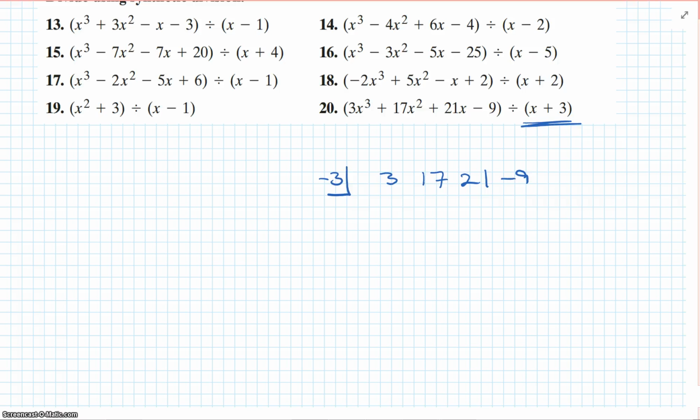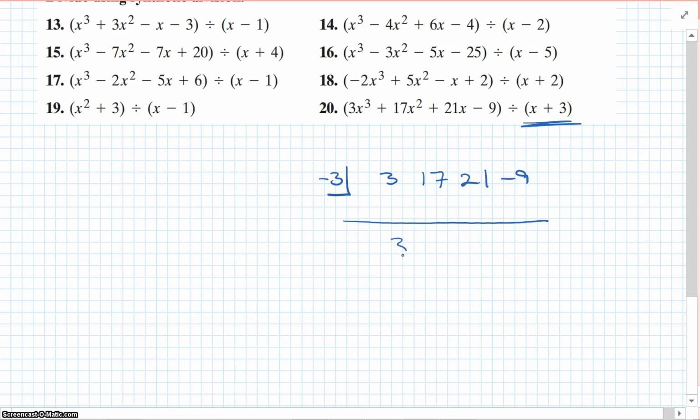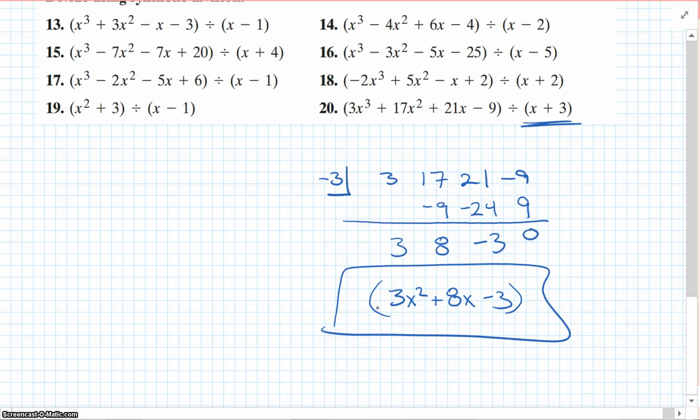So again, I've got the root of -3, the third degree polynomial written. So draw my line, drop the first coefficient, 3. -3 times 3 is -9. 17 minus 9 is 8. -3 times 8 is -24. 21 plus -24 is -3. -3 times -3 is 9. Remainder 0. Again, it was a third degree polynomial, so when I divide it, what's left is a second degree polynomial. So I get 3x squared plus 8x minus 3. And that concludes the chapter review.